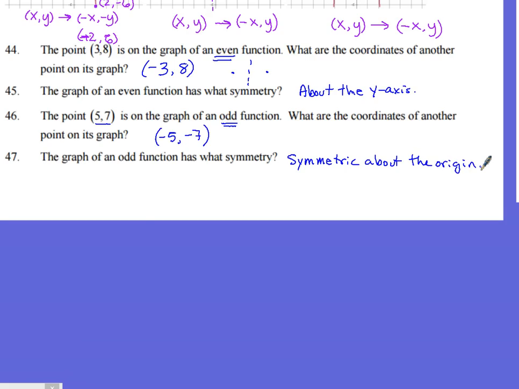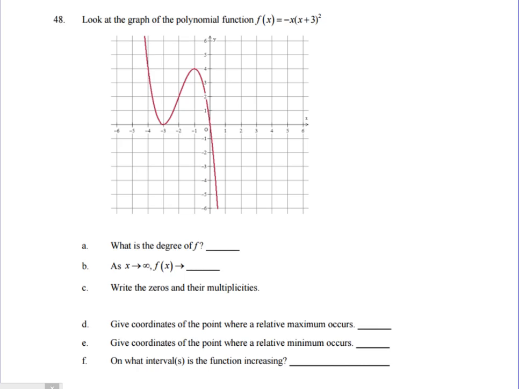All right, wonderful. So we're going to look at this graph and evaluate some things. If you haven't already done it, pause the video real quick and try it. All right, so let's read the question. It says, look at the graph of the polynomial function f of x equals negative x times the quantity x plus 3 squared. What is the degree of f of x?